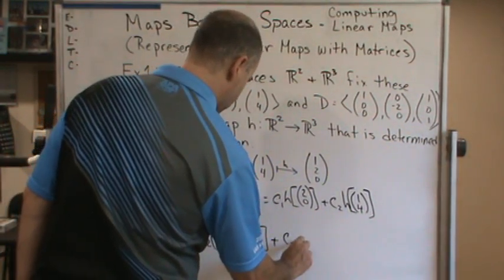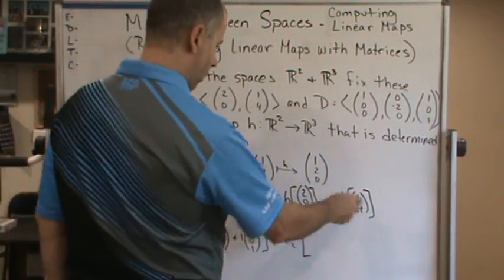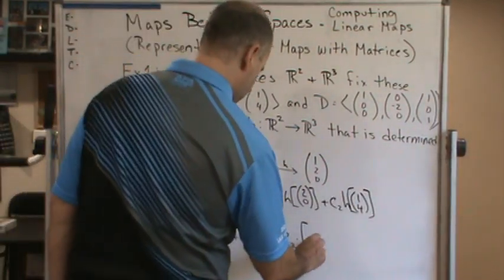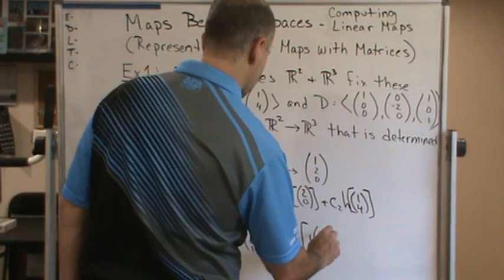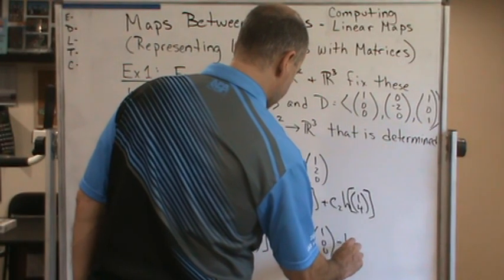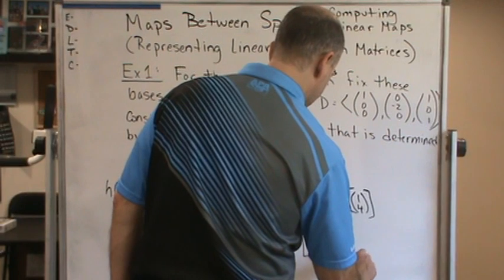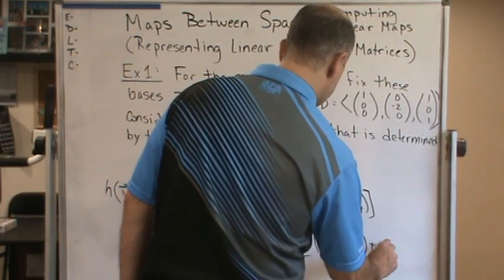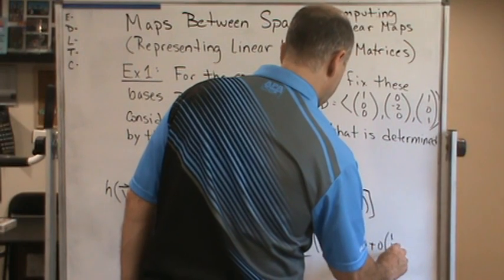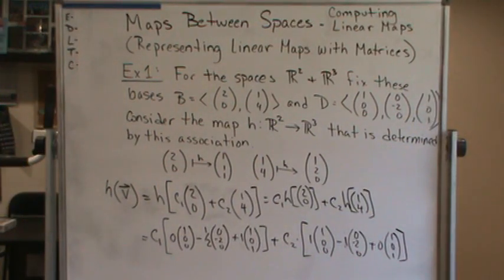plus C2 times, well, (1, 4) we wrote as 1 times (1, 0, 0) minus 1 times (0, -2, 0) plus 0 times (1, 0, 1). All right. Make sense?